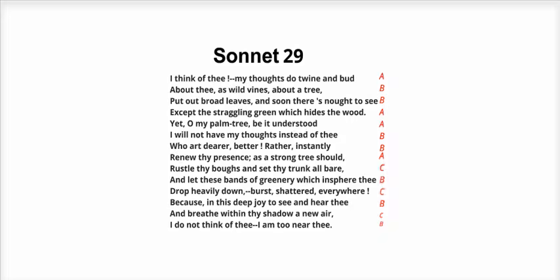So if we have a look at line 3, "put out broad leaves and soon there's naught to see." Now in this line, the words "out," "broad" and "leaves" are all stressed. We put our stress, our intonation when we're reading them. So this is now not iambic pentameter, which would go stressed, unstressed, stressed, unstressed. So we think, well, why is this? Why does the poet deliberately slip out of the iambic pentameter in line 3? And perhaps Barrett Browning is suggesting how powerful and intense her thoughts are at this moment.